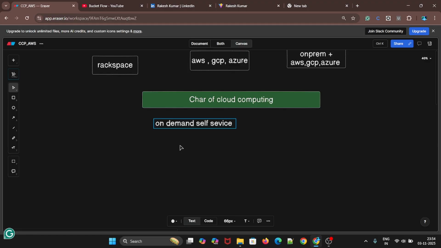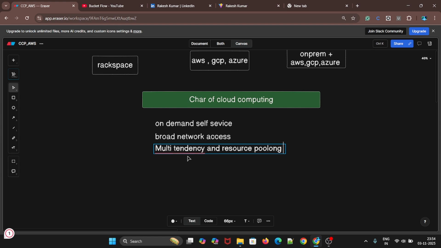It will be on demand, as you need. If you need it, you can use the resource up and running at any time. Then broad network access: from anywhere you can access these services. The third one is multi-tenancy and resource pooling. You can pool your resources from anywhere.